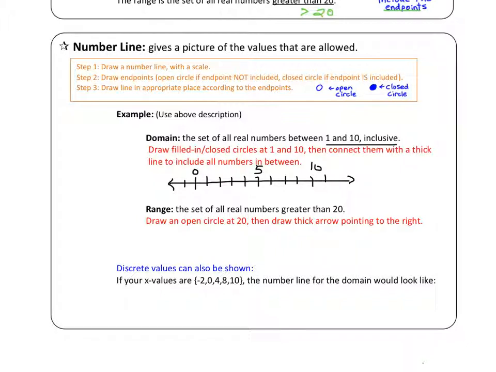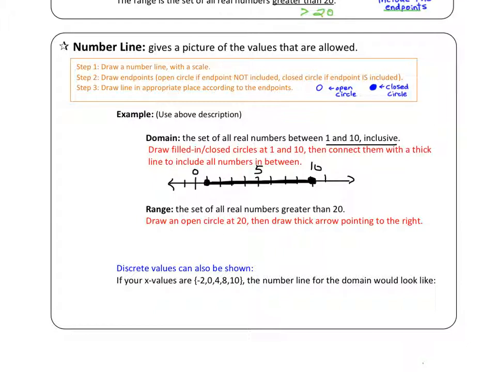Then we're going to draw in our closed circles because our endpoints were included. Draw a closed circle at 1 and a closed circle at 10. And then, because the domain was all the real numbers between those two numbers, we draw a nice thick line in between them to show that that's where any solution could be found, in between those two values.